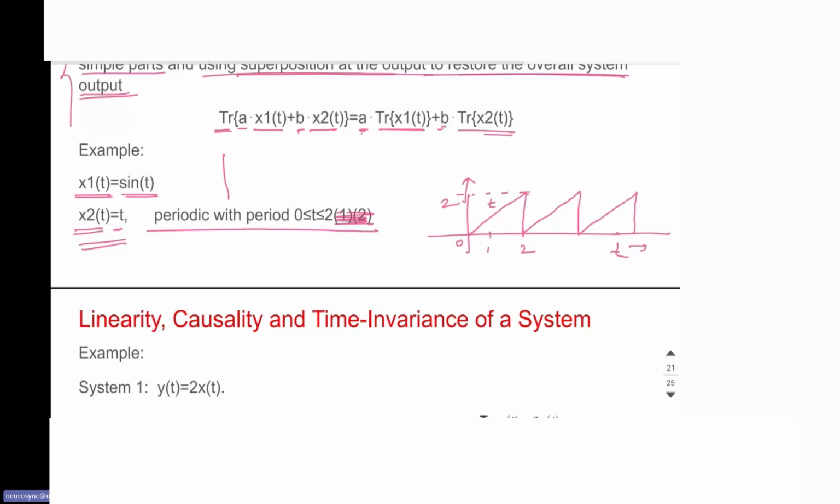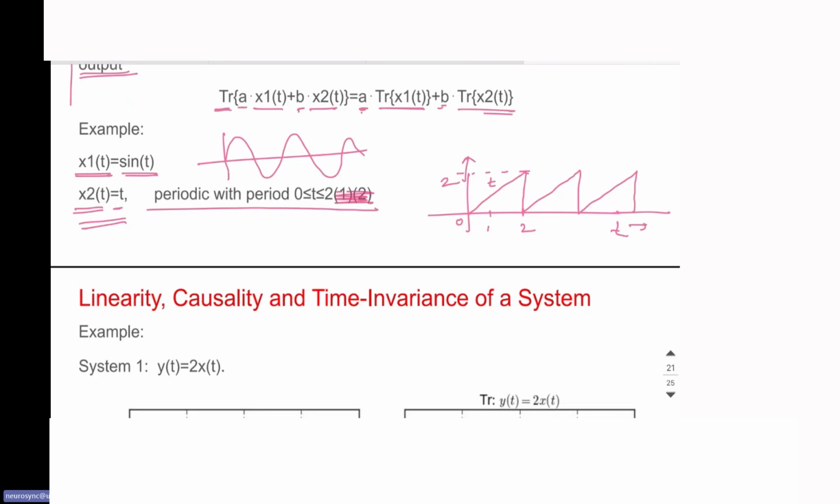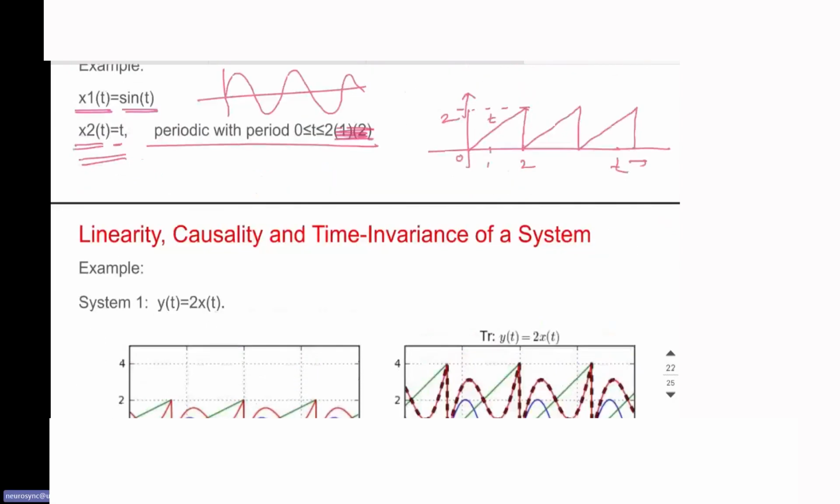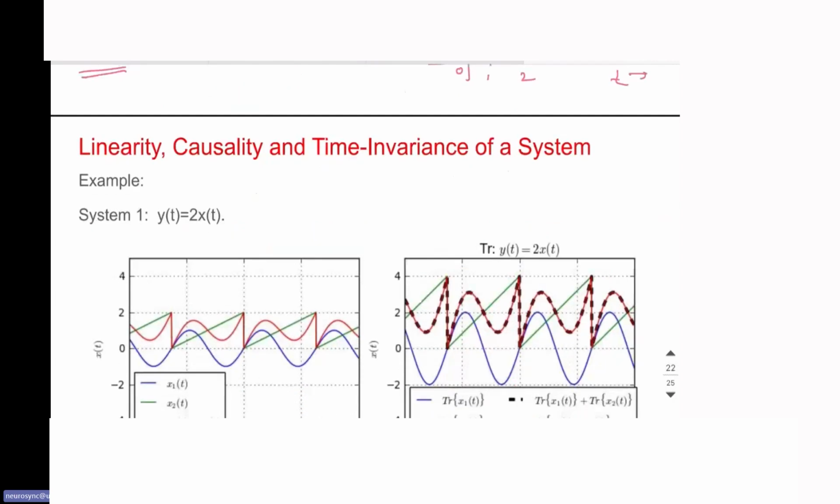x1 of t is sine t, the sine wave. You all know how to represent a sine wave. This is x1, and this is x2 of t. And suppose, for example, I have one system, and this system is y of t equal to 2x of t. This x of t is nothing but the combination of x1 of t plus x2 of t, where x1 of t is sine of t and x2 of t is t.